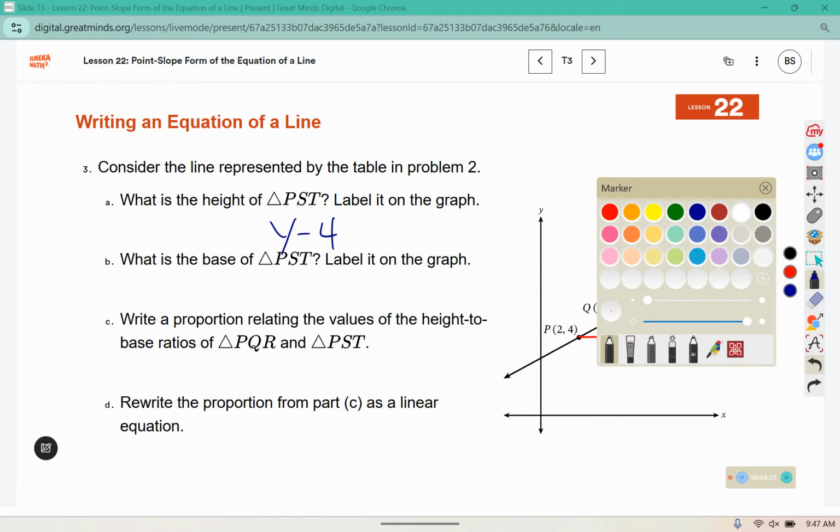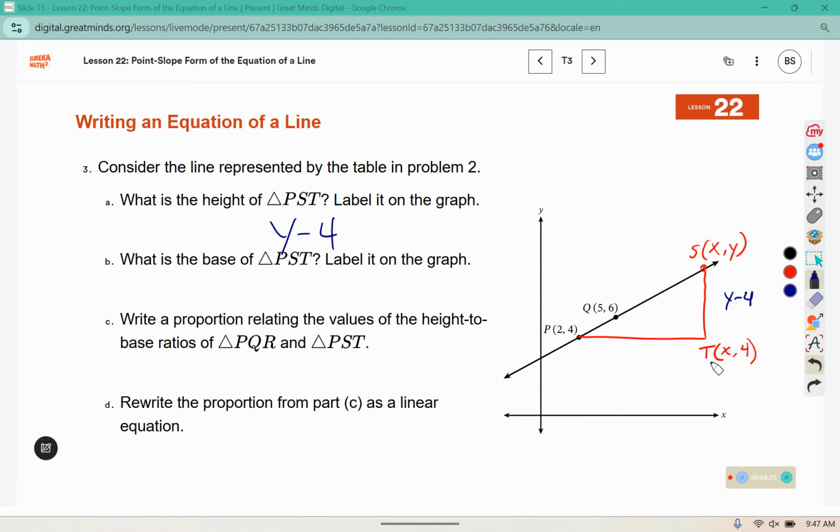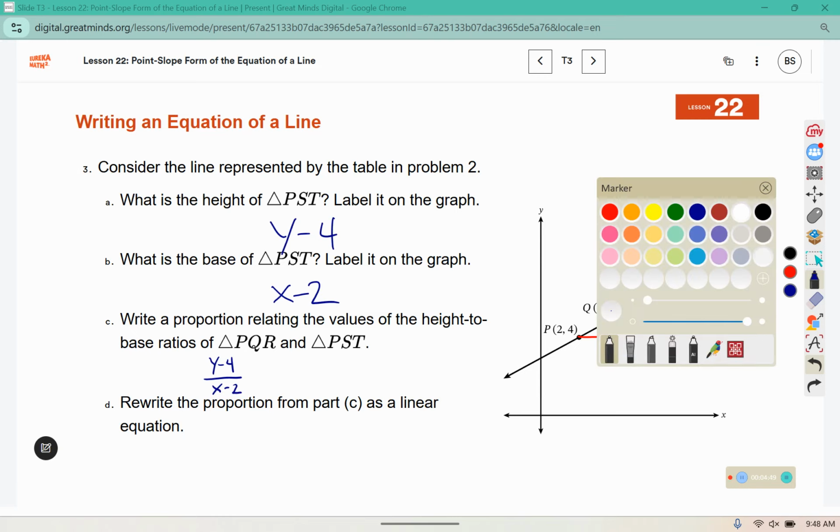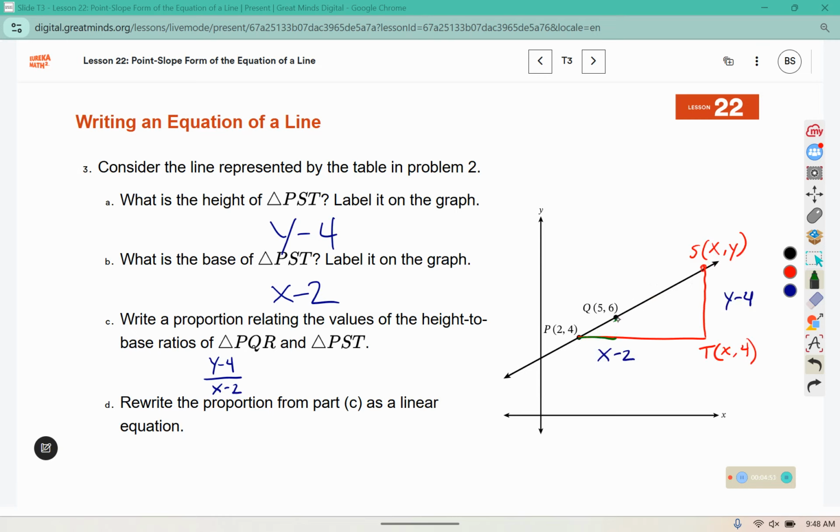What is the base of the triangle? Well, it would be this x value minus 2. Write a proportion relating the values of the height to base ratio of PQR and PST. Well, let's see. We have the height is y minus 4. The base is x minus 2. And if we were to figure out the height and base ratio for P and Q, this is 3 across, and from 4 to 6, that's a height of 2.